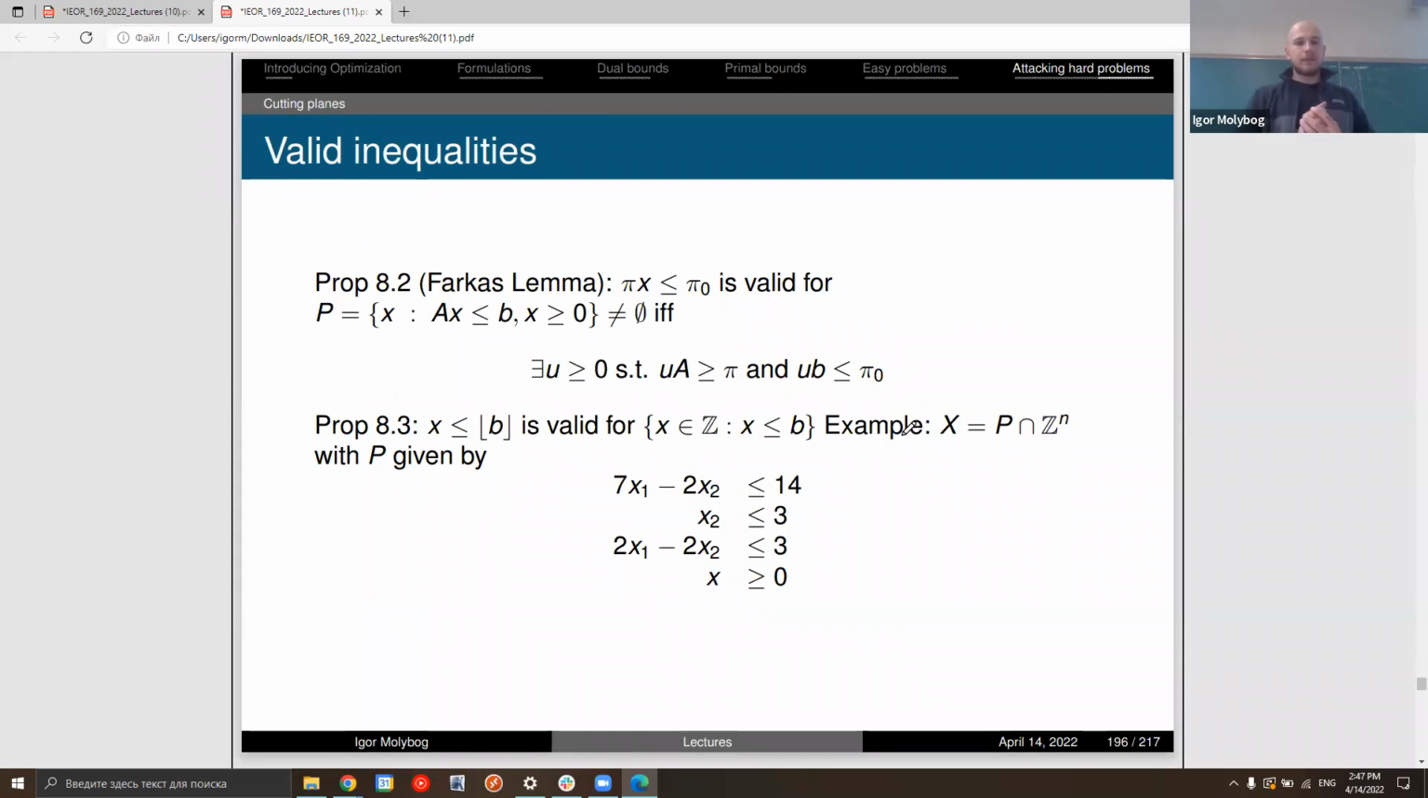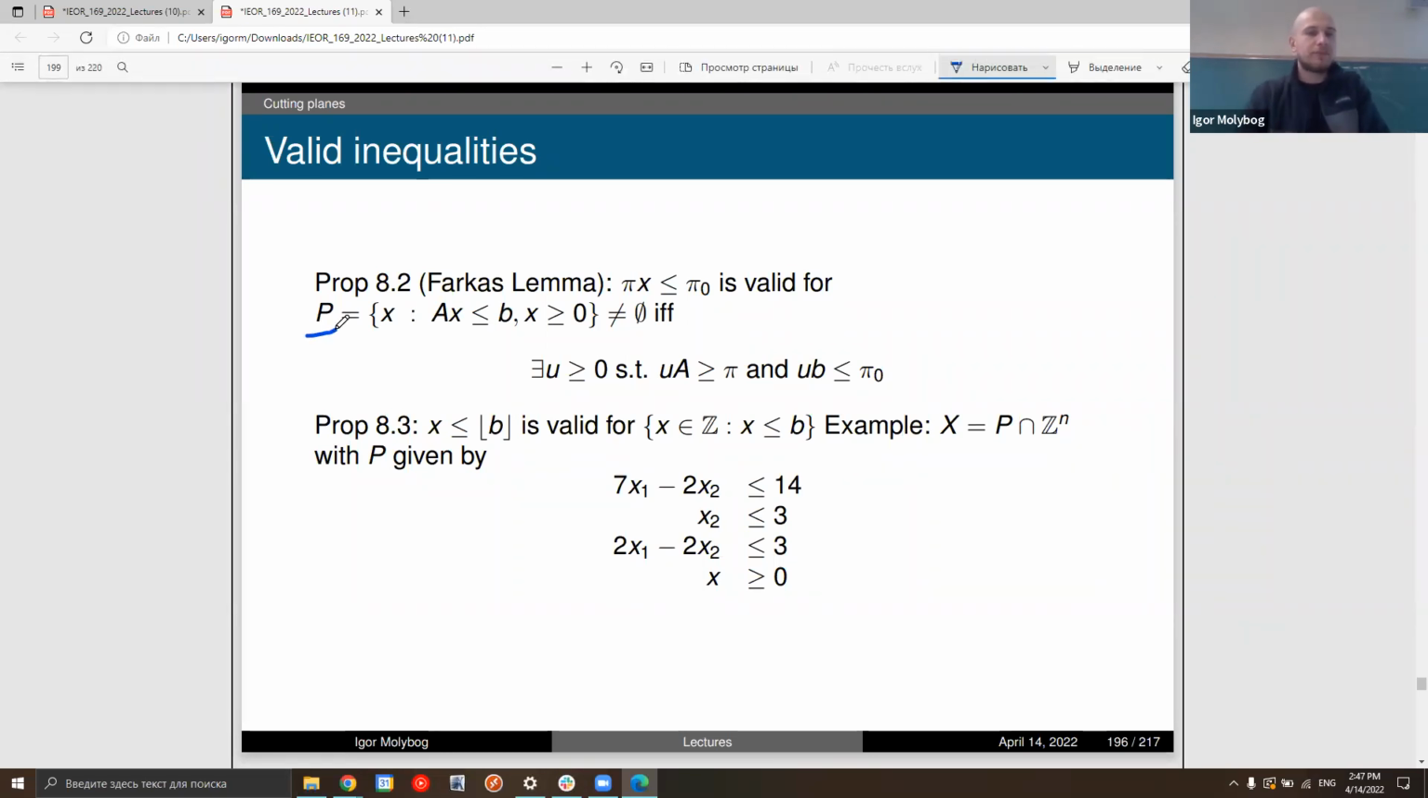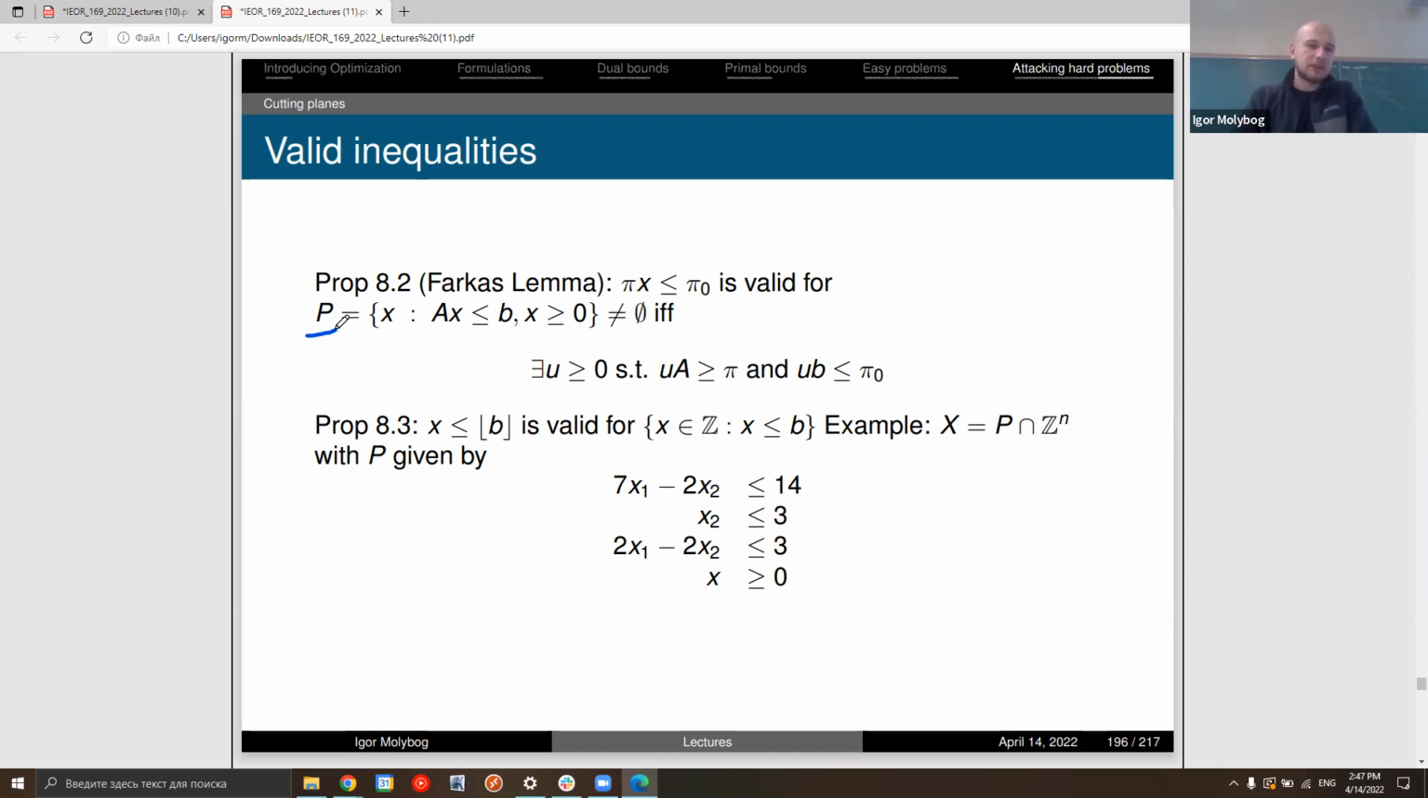Okay. So basically, I called it a Farkas lemma. It's not strictly a Farkas lemma, but it's very much related, and it can be proven from Farkas lemma. So basically, if you would like to know if an inequality is valid for a particular formulation, it's an object, a convex set.